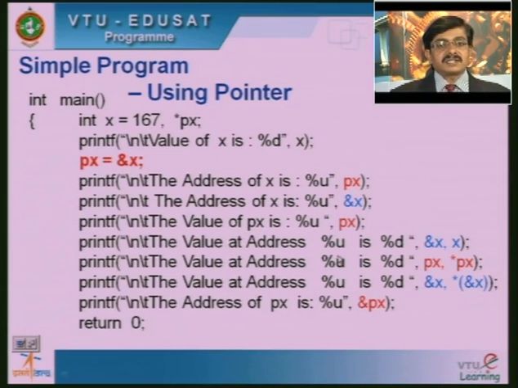Then, value at address %u is %d. So that means the address of x and the x value. The value which is stored at the address of x, that is 167 only, gets printed over there. The other way of printing the same information is px and star px.